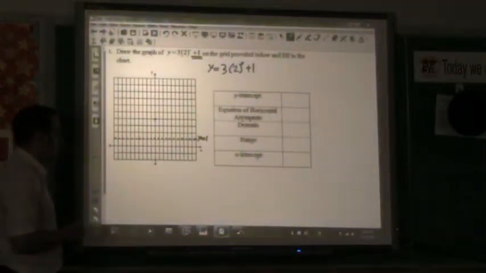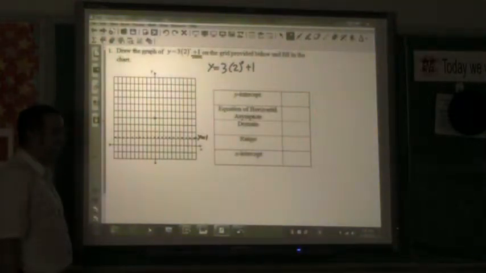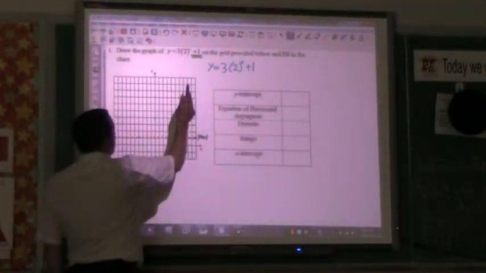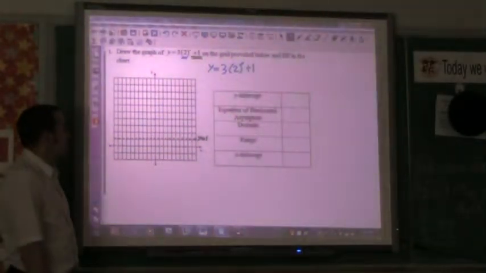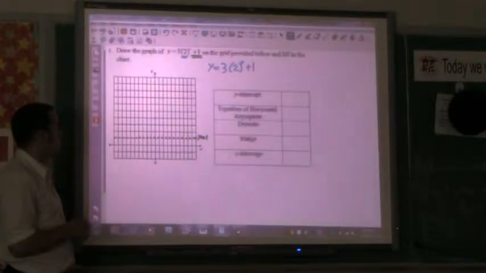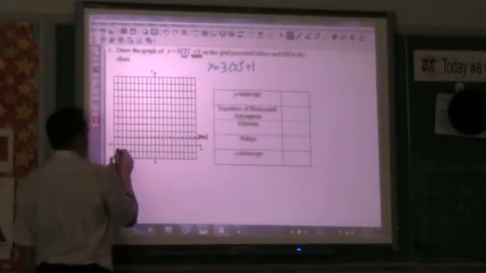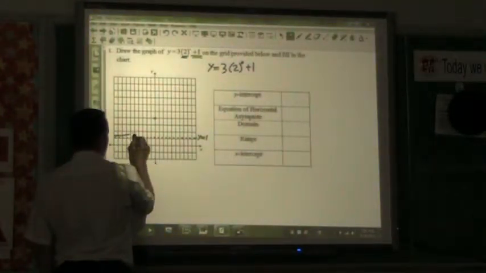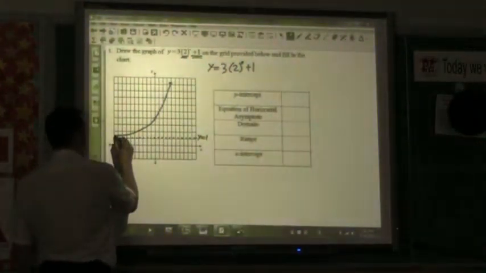There's my y-intercept. Next, I have to determine whether it's exponential growth or exponential decay. The number with the exponent on it tells you that. Anything larger than 1, it's growth. Anything less than 1, it's decay. My number is 2, so larger than 1, so I have exponential growth. So I show a function like this.